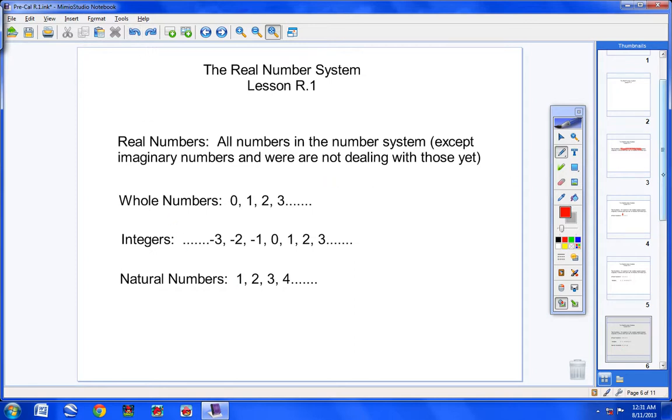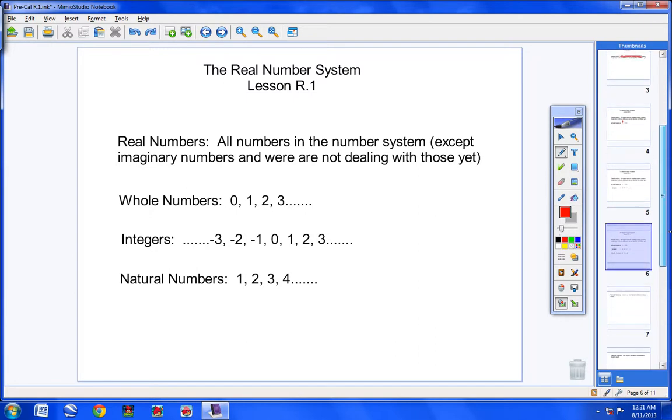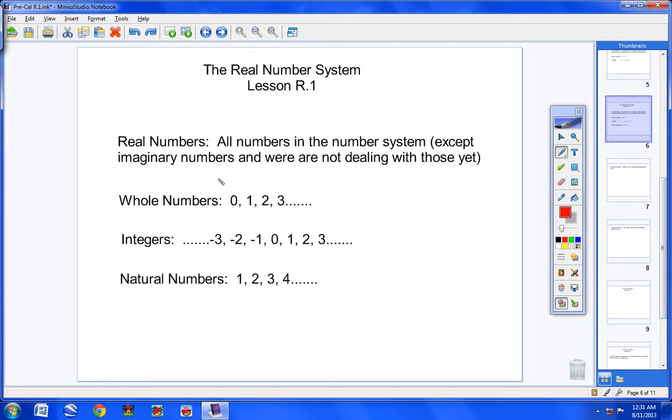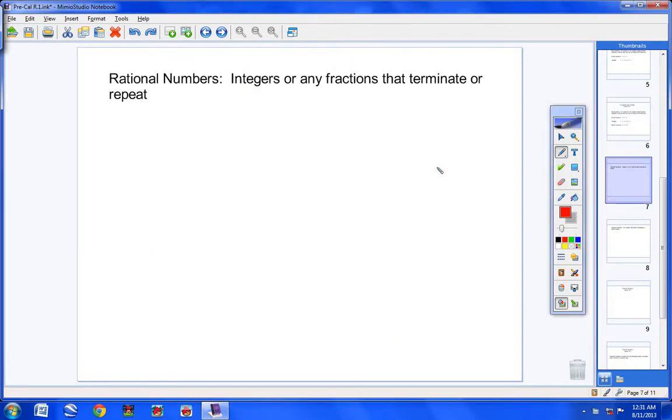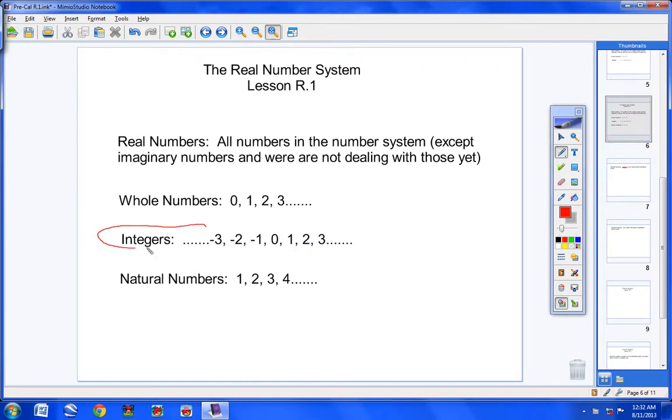Now we are going to move on to two much more difficult definitions in this real number system. Please pay attention. These are pretty difficult. Okay, please write this in your notes. Let's take a look at rational numbers, and then in a second we're going to look at irrational numbers. Please copy this in your notes. Rational numbers are integers. Okay, hold it. Let's go back a page. What are integers? They are this right here, the negative numbers, the positive numbers, and zero, all the whole numbers.